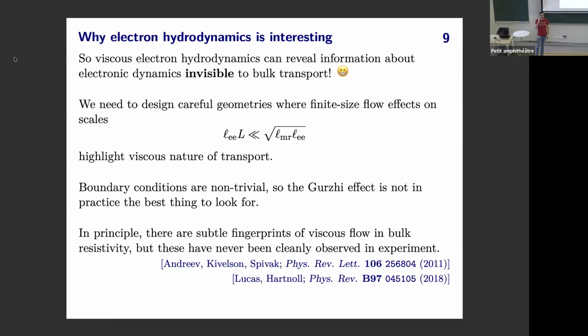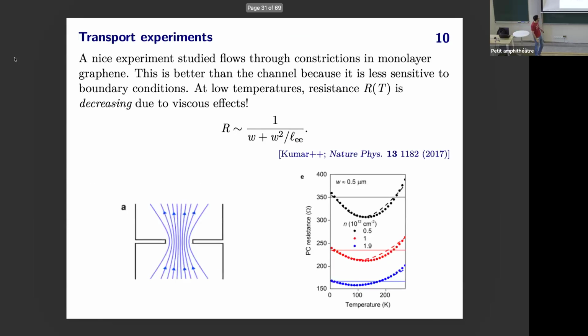I will mention briefly in passing that in principle, the flow of a hydrodynamic fluid through this disordered charge puddle landscape would have imprintable signatures on bulk resistivity, but it's never been seen. This is a very difficult experiment in practice. So there are some theoretical proposals for what you should see, but in practice, one looks for hydrodynamics in more engineered ways, as I'll describe.